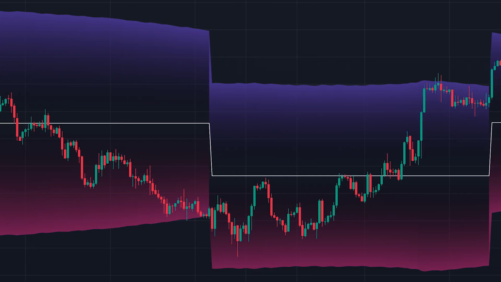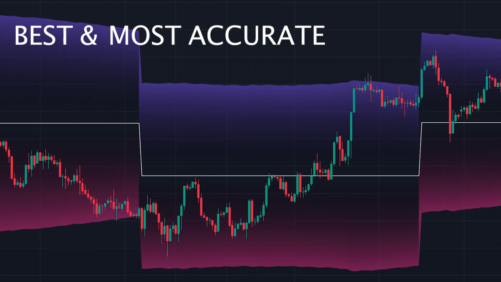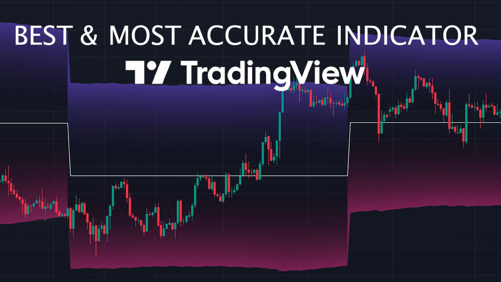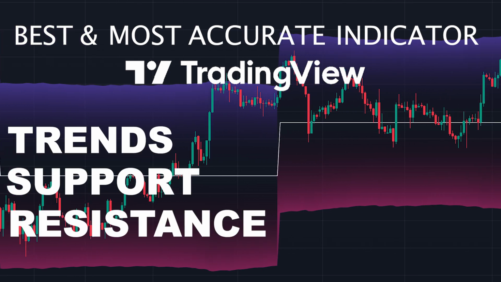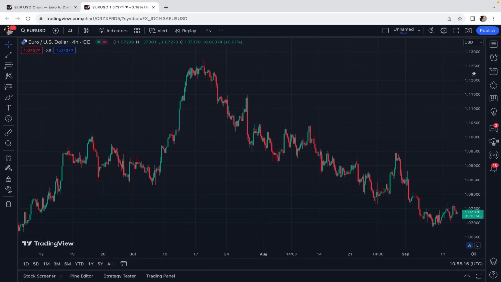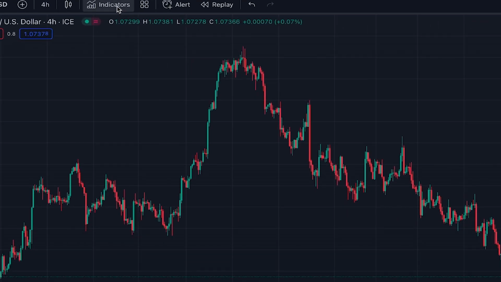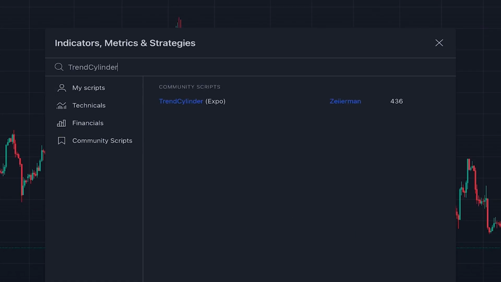In today's video, I want to introduce one of the best and most accurate indicators on TradingView that perfectly finds trends and support and resistance levels on the chart. To add this amazing indicator to our chart, here we click on indicators and we search trend cylinder. This one, which is written by Zierman.